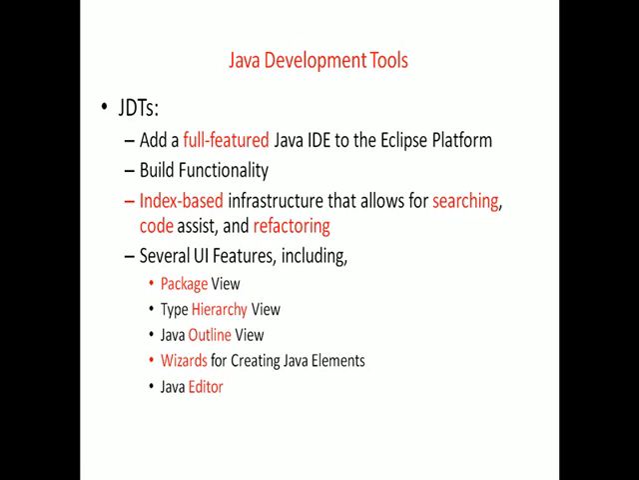And several UI features such as package view, type hierarchy view, Java outline view, and wizards for creating Java elements. Wizards, in a sense, are a collection of pages or forms together, which will give us a project within a short time. We will see all these things when we are working with the Eclipse IDE once the PPT is completed. It also has a Java editor. These are all the various features available under Java development tools.